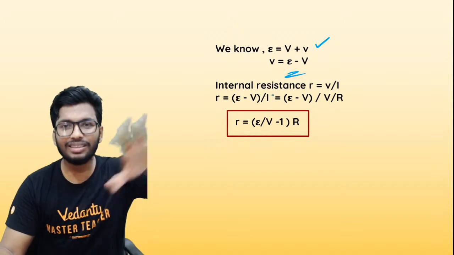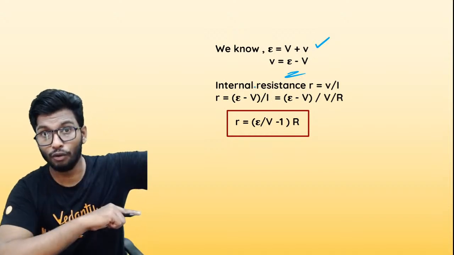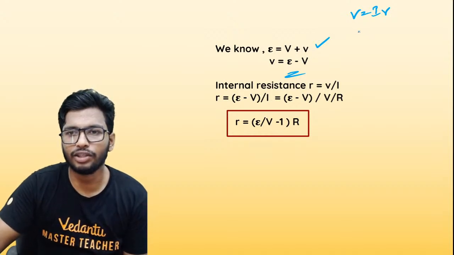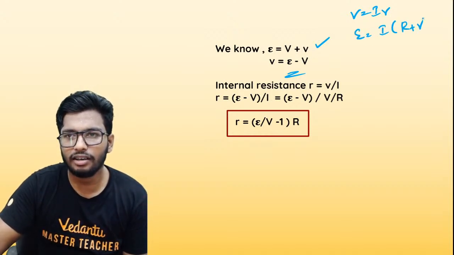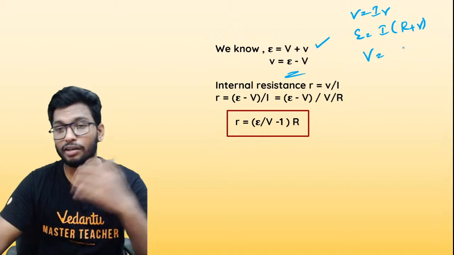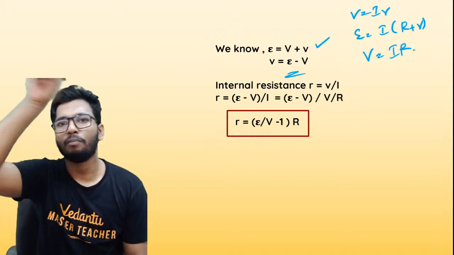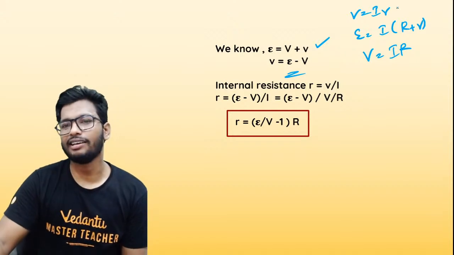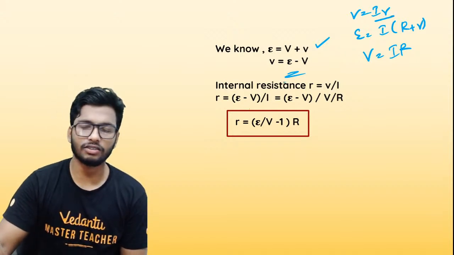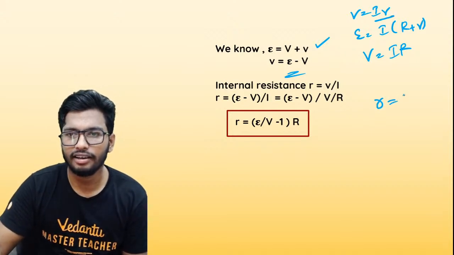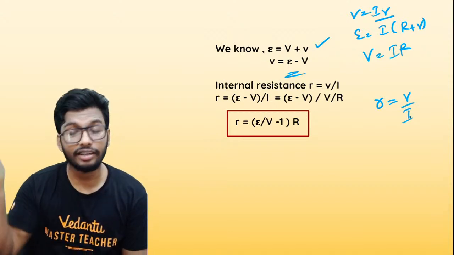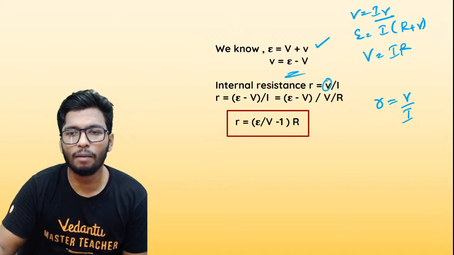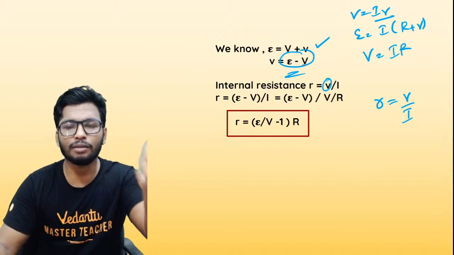Now, from what we got before, we know that v is equal to I into r, epsilon is equal to I into R plus r, and capital V, the terminal voltage, is I into the resistance provided by the circuit. Now, listen up carefully. I have to find out the internal resistance. If I rearrange the equation, r is the voltage drop divided by the current. Simple. Now, what is the voltage drop? We just saw that it is epsilon minus V.